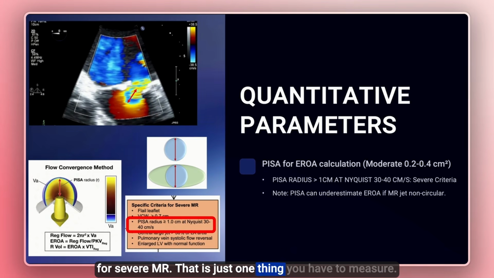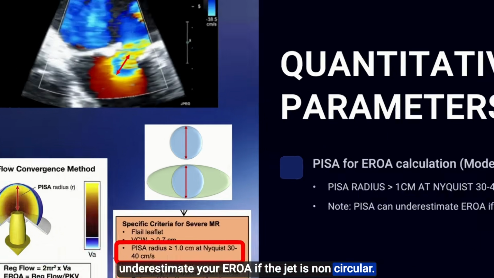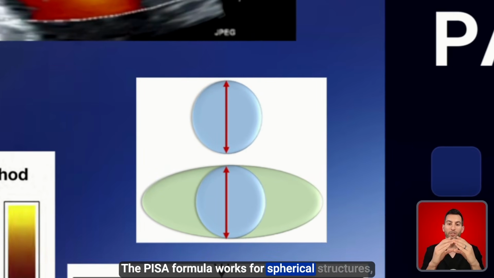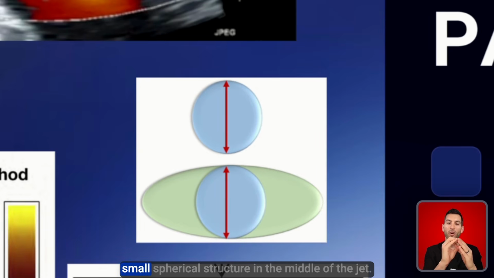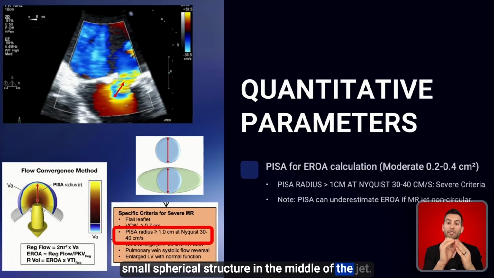That is just one thing you have to measure. There's also less chance of error by the multiple things you have to measure to determine EROA with the PISA calculation. For people who do calculate PISA, can underestimate your EROA if the jet is non-circular. The PISA formula works for spherical structures, but if the jet is elliptical, it will only calculate that small spherical structure in the middle of the jet.